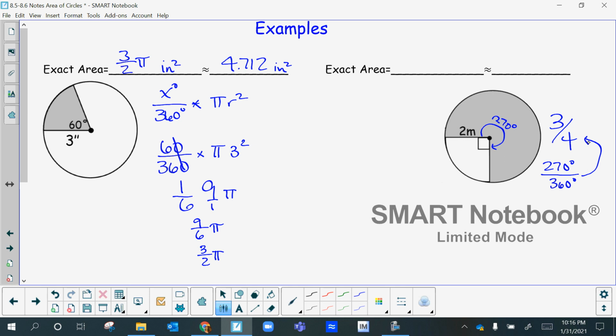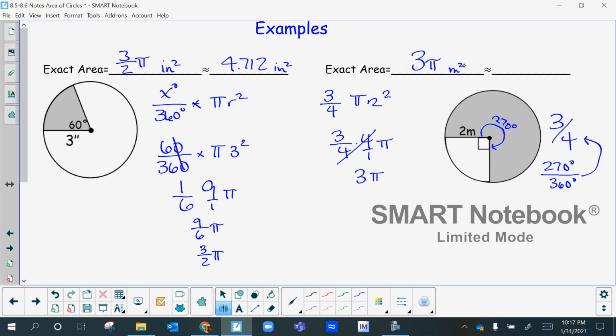So we can actually put 3/4 times pi r squared, which is 2 squared. Okay, so we have 3/4 times 4 times pi. Remember, put that over 1. Look what happens to those 4s. So we basically have 3 over 1, which is 3. So 3 pi. So the exact area is 3 pi square meters.